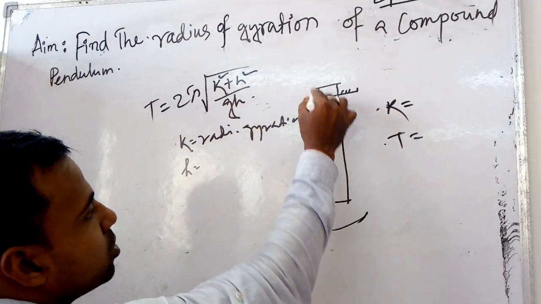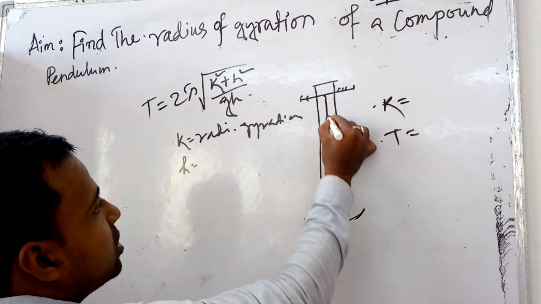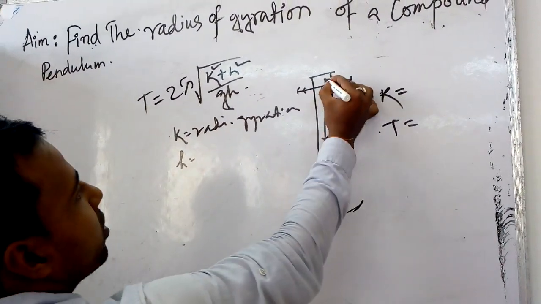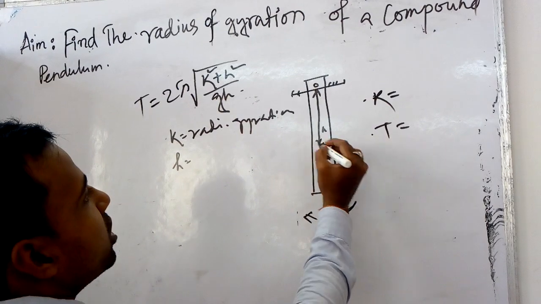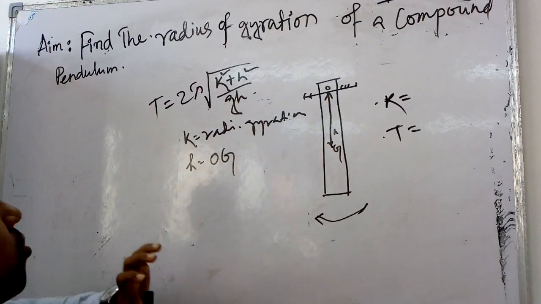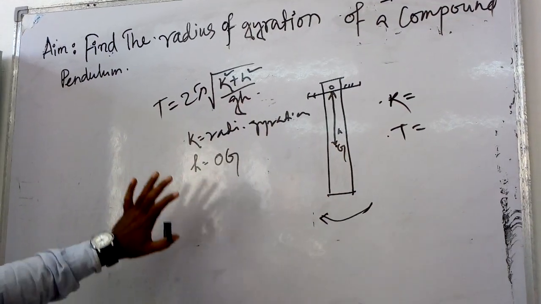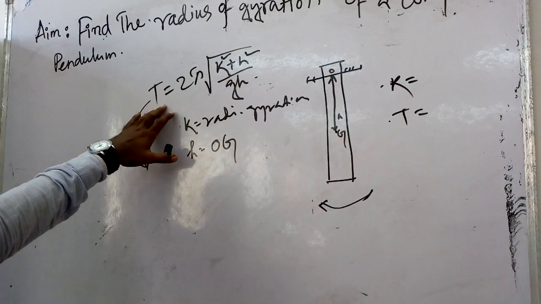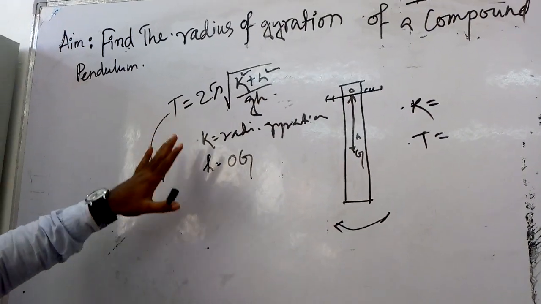This is the center of gravity of this whole bar, so this distance is your h. If I call the suspension point O and this G, then OG is the distance between the point of suspension and the center of gravity, and you know what g is. So now the point is how this relation came.